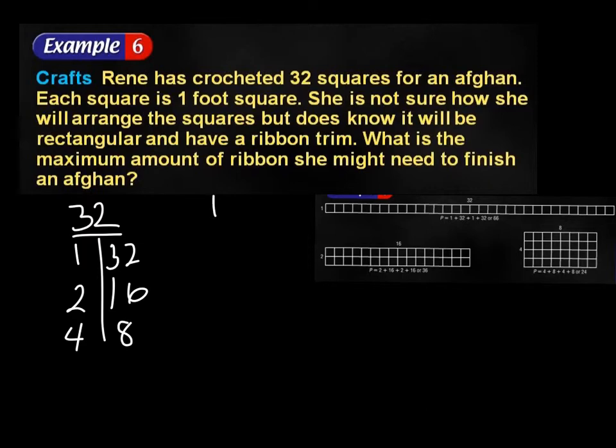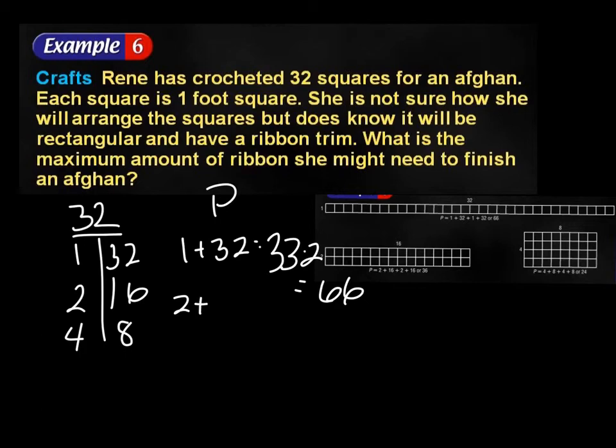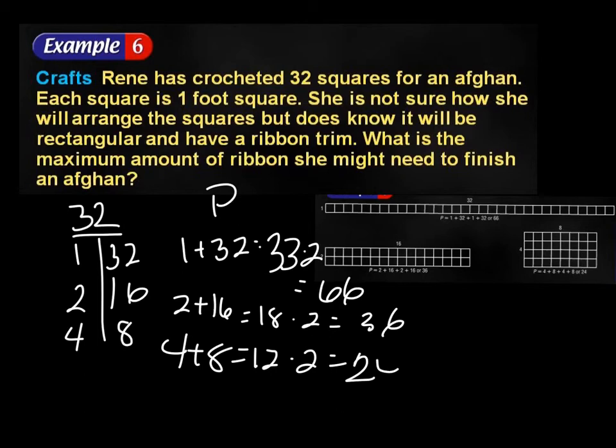But for the perimeters then, the first perimeter would be 1 plus 32 is 33, and then we'd have to take that times 2. So she'd have 66. 2 plus 16 is 18 times 2 is 36. 4 plus 8 is 12 times 2 is 24. If I were making an Afghan, I would use that one, but she wants the maximum, so the maximum she could have is 66 feet of ribbon to go around that Afghan.